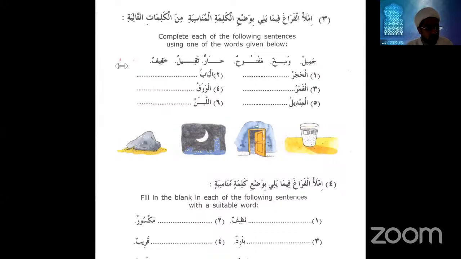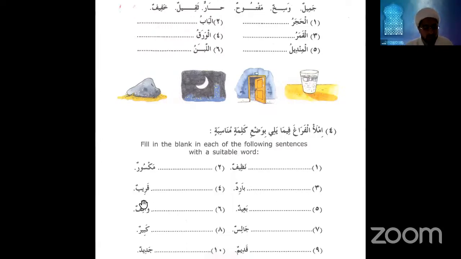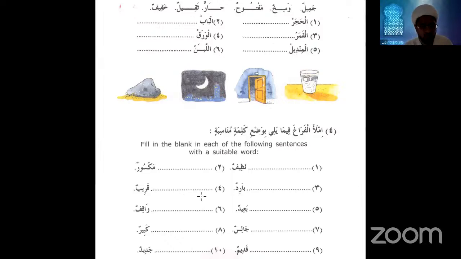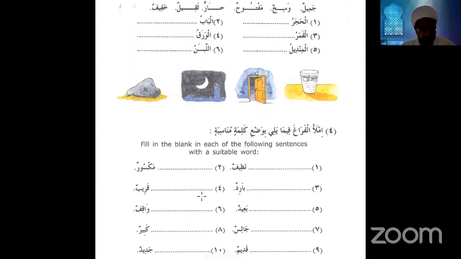Sister Asif, number 3 and 4. Al-ma'u baridun. Good. Water is cold, yes. Al-masjidu qaribun. Mashallah. The masjid is near. Very good. Sister Fizza, 5 and 6.